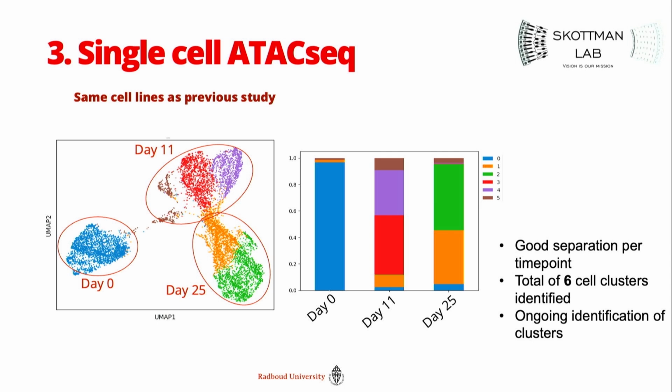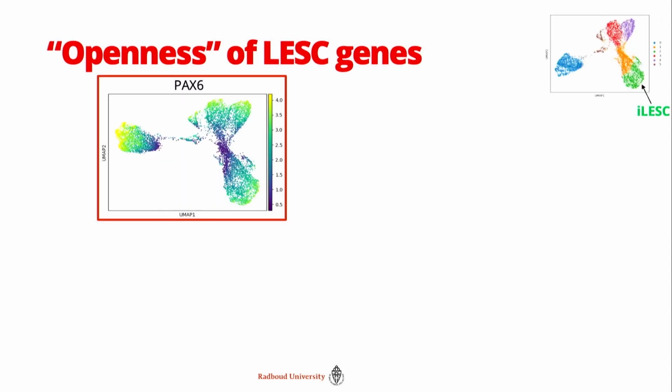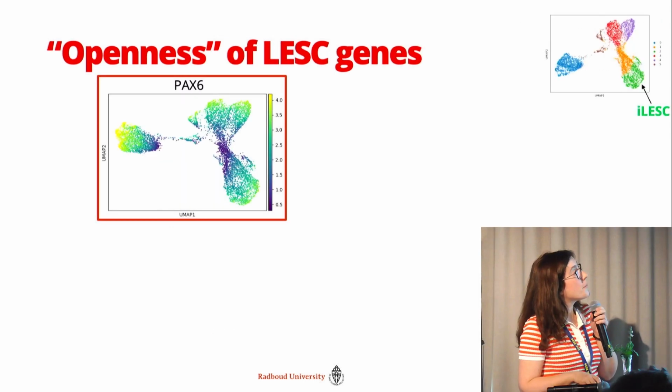Each color in the graph represents a cluster. What we could already identify is that the limbal stem cell cluster is the green one over there. In this case, it's about 50% of all the cells that show this ILSC. So we're still identifying the other clusters now.